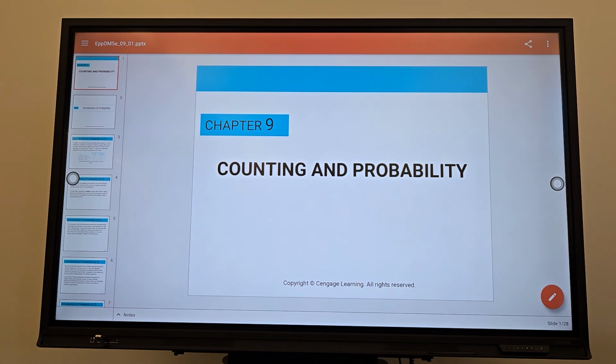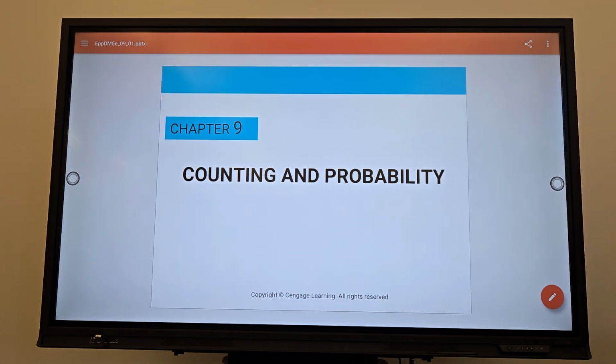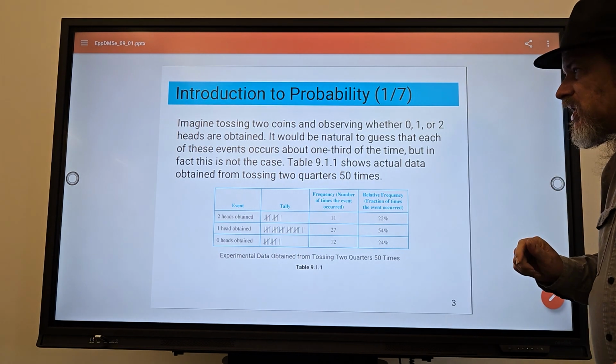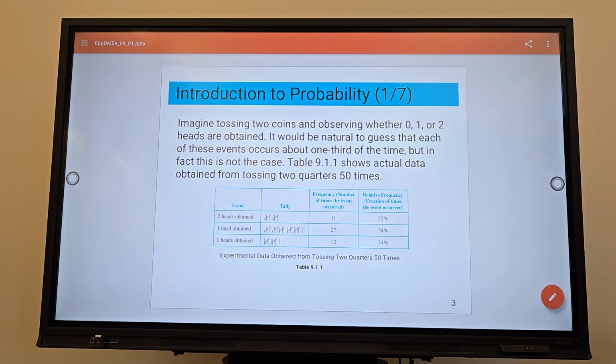We can get started with counting and probability. Introduction to probability. Imagine tossing two coins and observing whether 0, 1, or 2 heads are obtained.